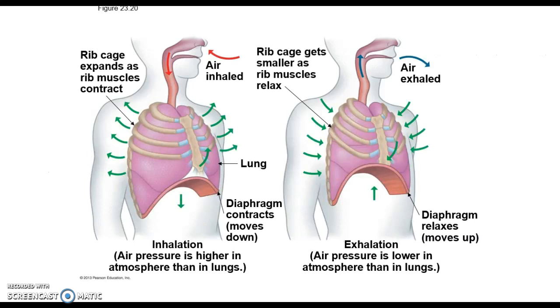Okay, so negative pressure breathing. This is how our lungs work. Essentially, our rib cage, our muscles around our ribs contract, which expands our rib cage. Our diaphragm contracts and moves down. So it actually creates this negative pressure inside our chest cavity, which actually sucks air in.